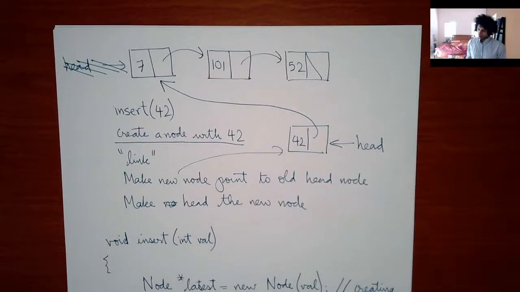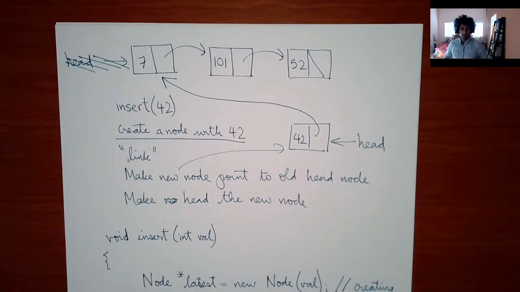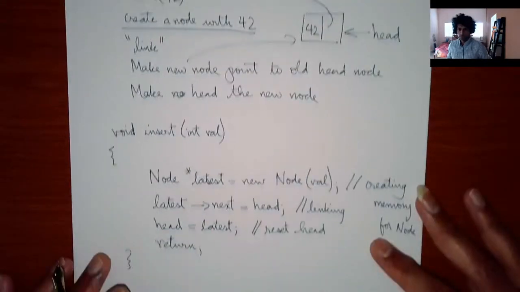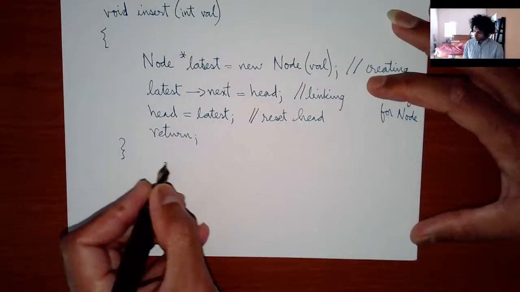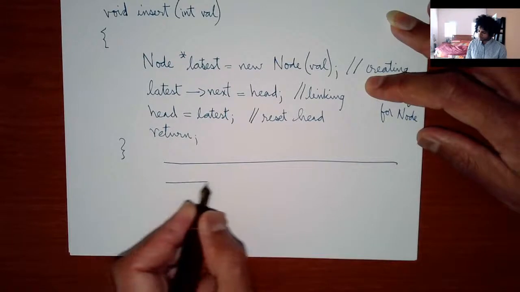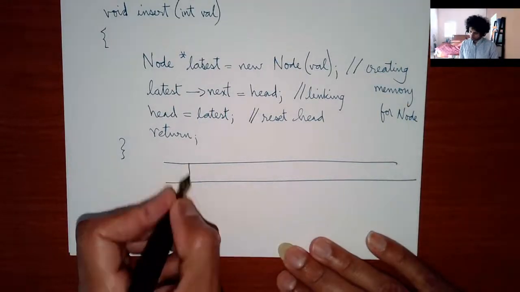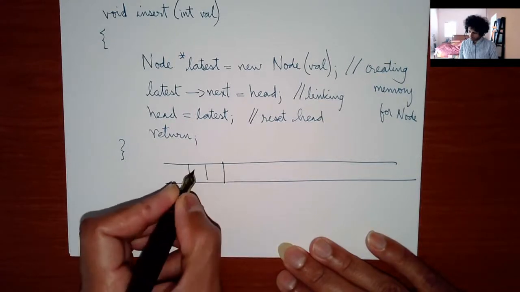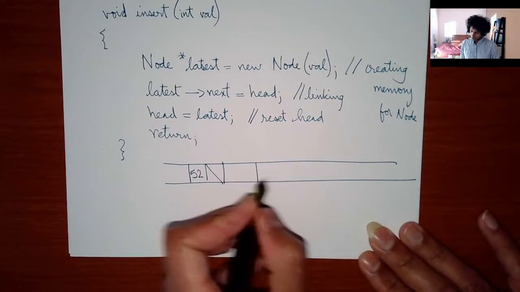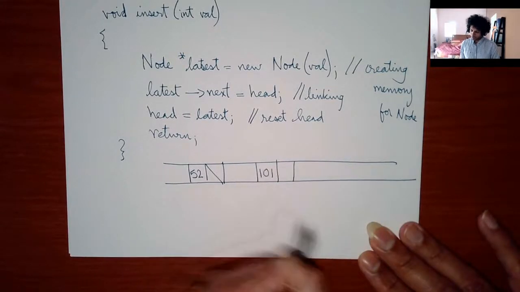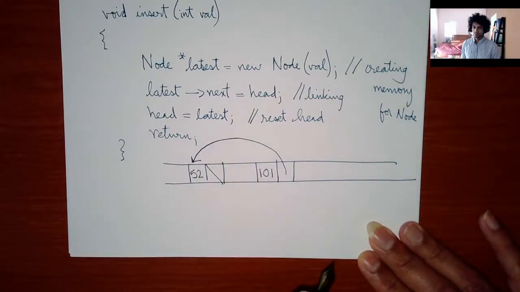Sure. Actually, I'm going to draw a new picture to give you some clarity. Memory is like this really long array of addresses, right? So let's look at what we've stored. Let's say the first node you created was 52, and that's null. Now the next node you created was 101. That could be here, and that is linking to that.